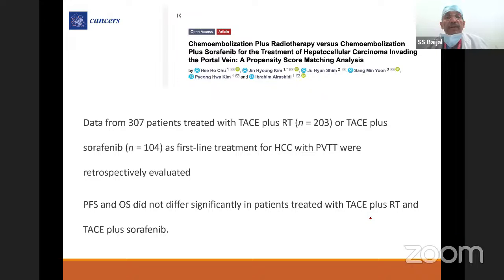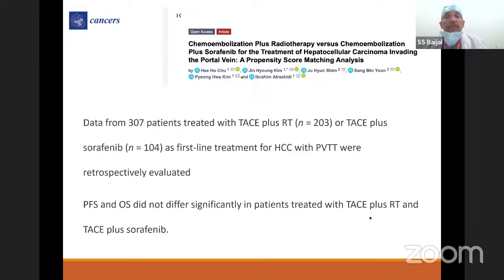If we look at a propensity score match analysis of chemoembolization plus RT versus chemoembolization plus sorafenib, again, there was not too much of a difference. Trying to say that something added on to TACE is what really improves the outcomes, and whatever you add to TACE would definitely be of benefit.